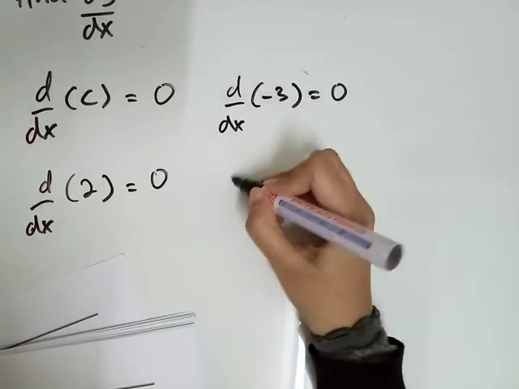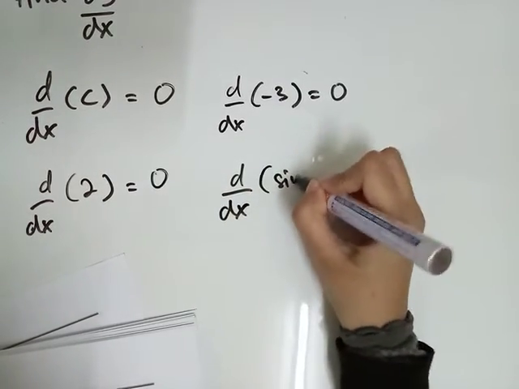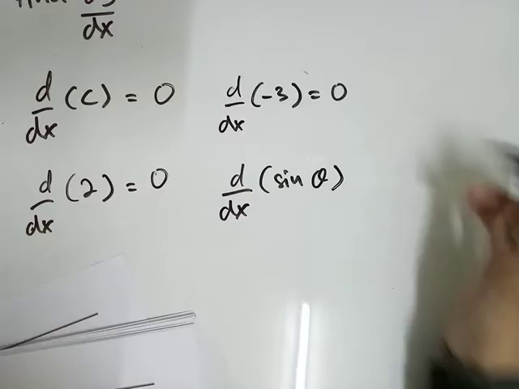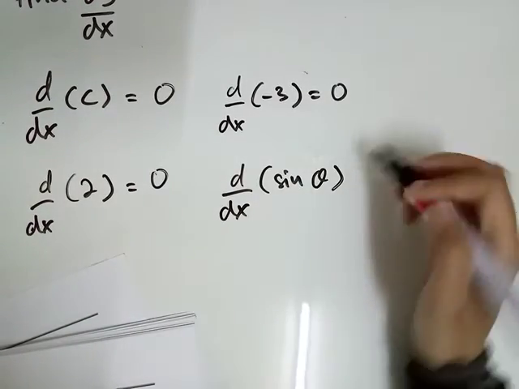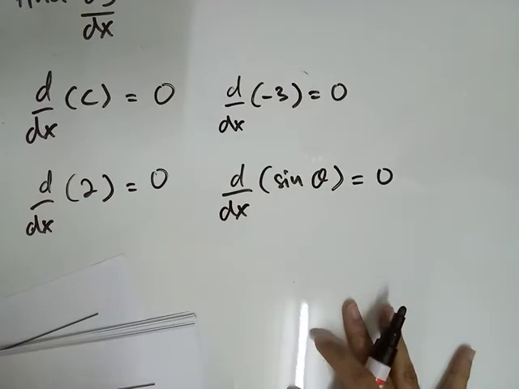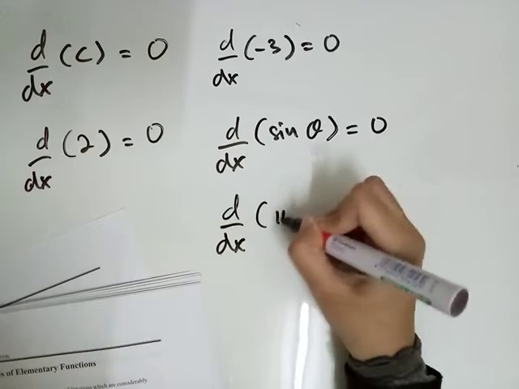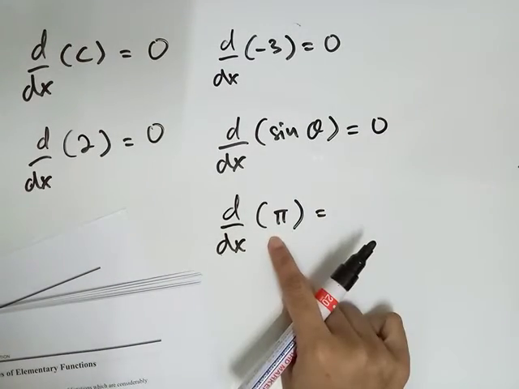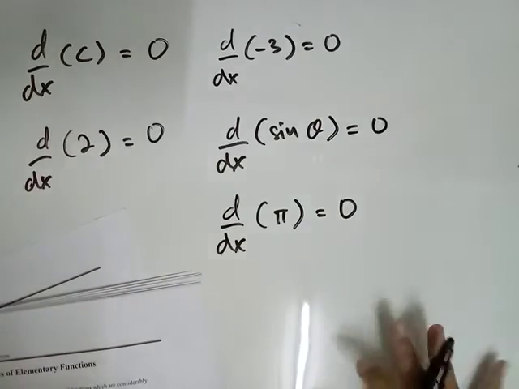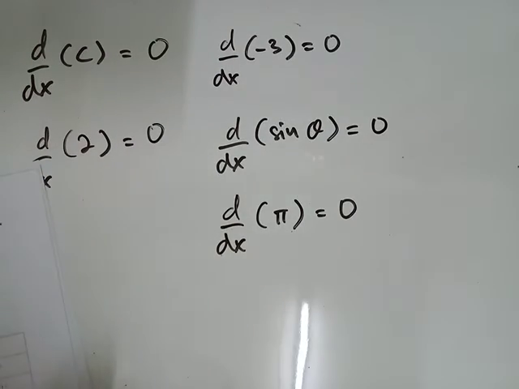Ataupun d/dx of sin theta. Dia tak ada variable x. So differentiate sin theta, you will get 0 also. Ataupun d/dx of pi. Tak ada variable x. So the answer is 0. Alright, so this is for example 1.2.